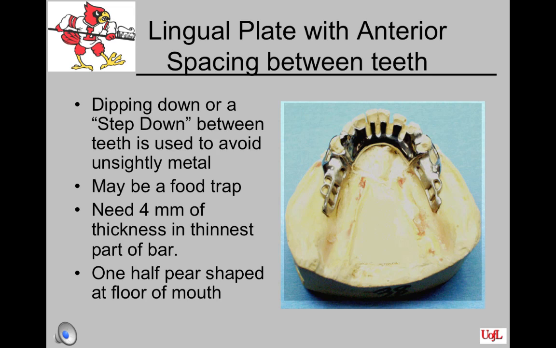One of the problems is that this step down may create a food trap, and you still need 4 to 5 millimeters of thickness in the thinnest part of the lingual bar. The bar is usually made thicker to give the necessary rigidity to the framework. It is still half pear shape at the floor of the mouth.